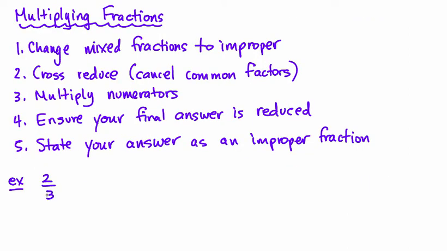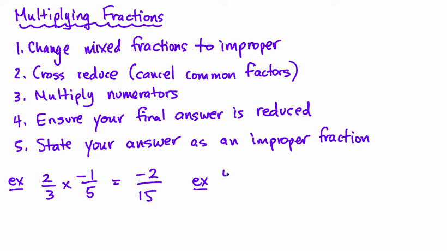If you have 2/3 and you're multiplying it by -1/5, I don't need to do step 1. There's no cross-reducing, no common factors that I can cancel in numerators with denominators. So I go on to step 3 and I multiply 2 times -1 and 3 times 5. I just double check that my final answer is fully reduced and state my answer as an improper fraction. It's not a mixed number, so I just leave it as this type of fraction and I'm done. Let's take a look at another one.